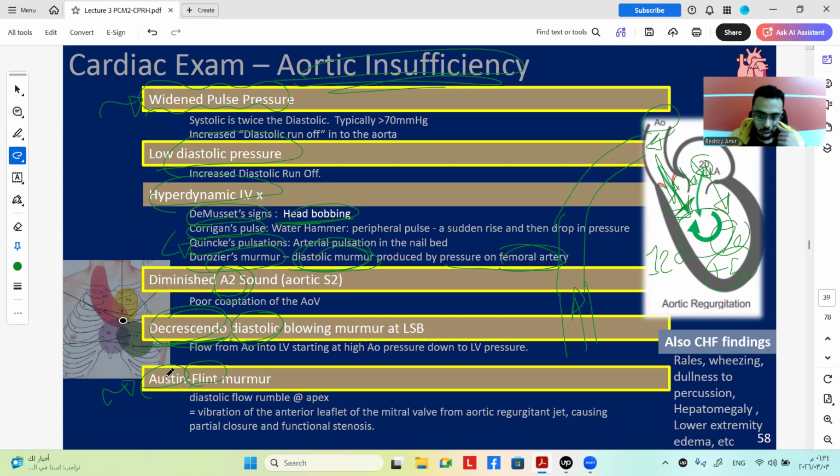Austin Flint murmur, I believe, is the most complicated murmur you would get in cardiology. Do you know about it? Austin Flint murmur? No. Okay, so let's try to understand the Austin Flint murmur. You have to know it just for the exam. It's pretty hard to be able to listen to all of this during a couple of milliseconds.